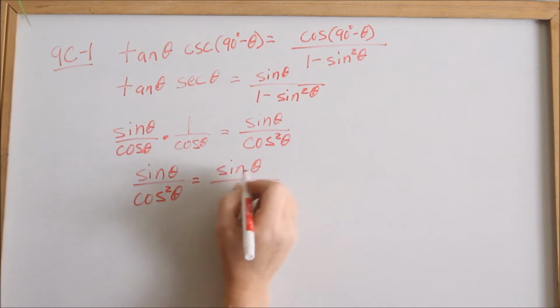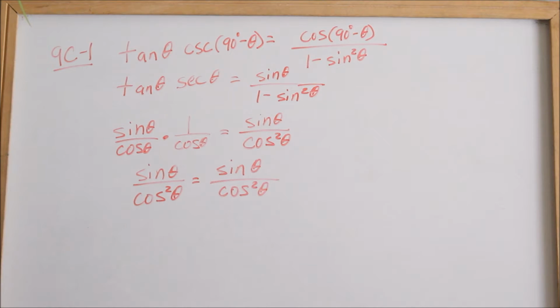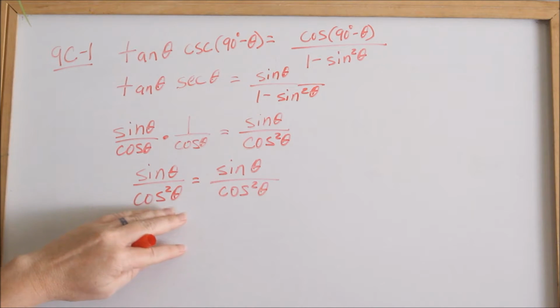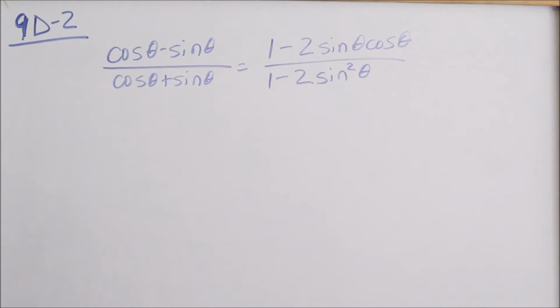As you're working these out, just keep looking back from the left to the right and see where you're at. See, are you getting closer to where the left side is equal to the right side? So I got down to where I proved that the left side is equal to the right side, so I can stop there. Okay, we're looking at 9D2.